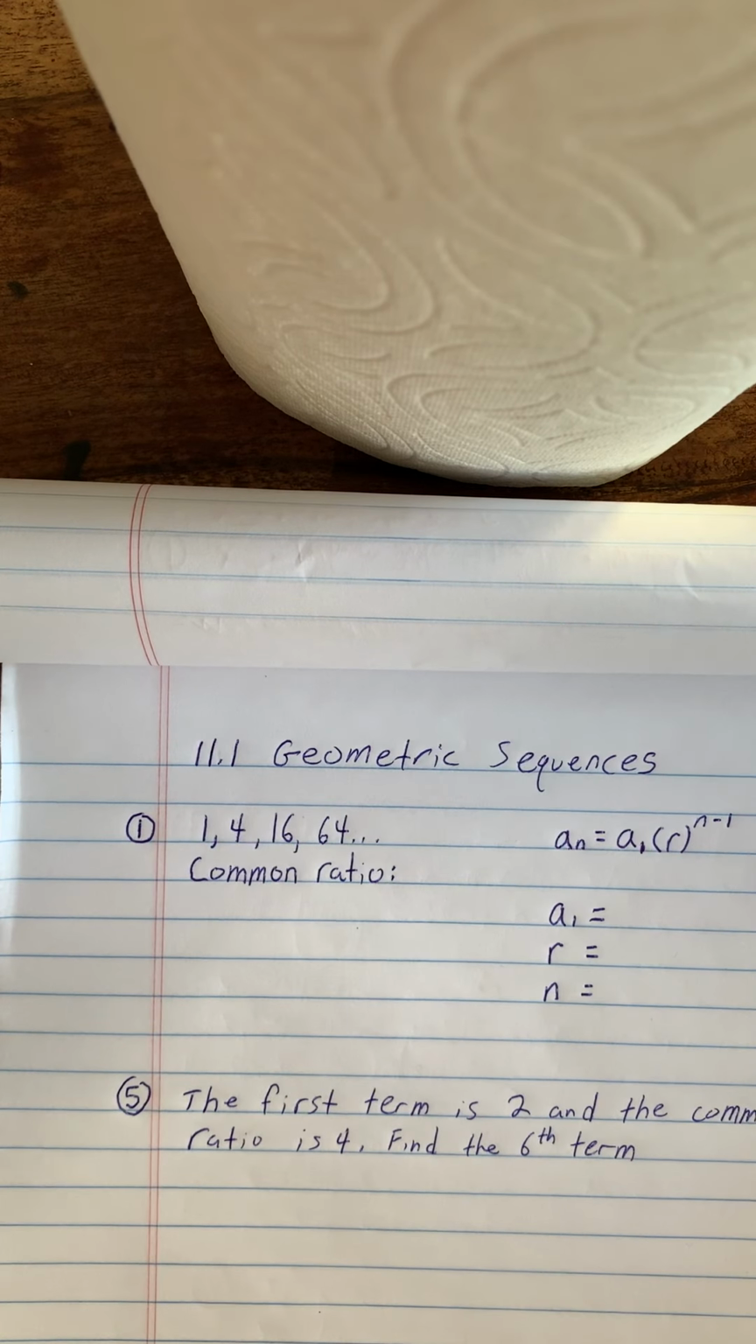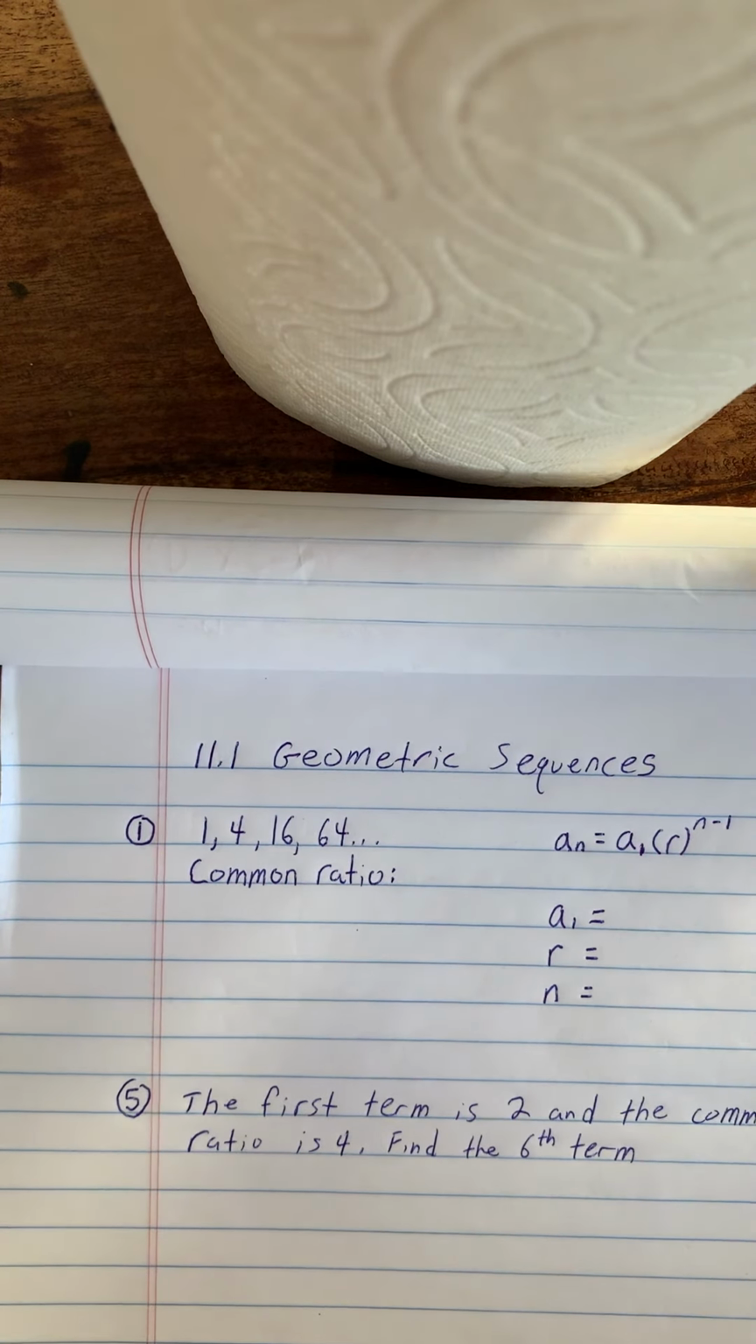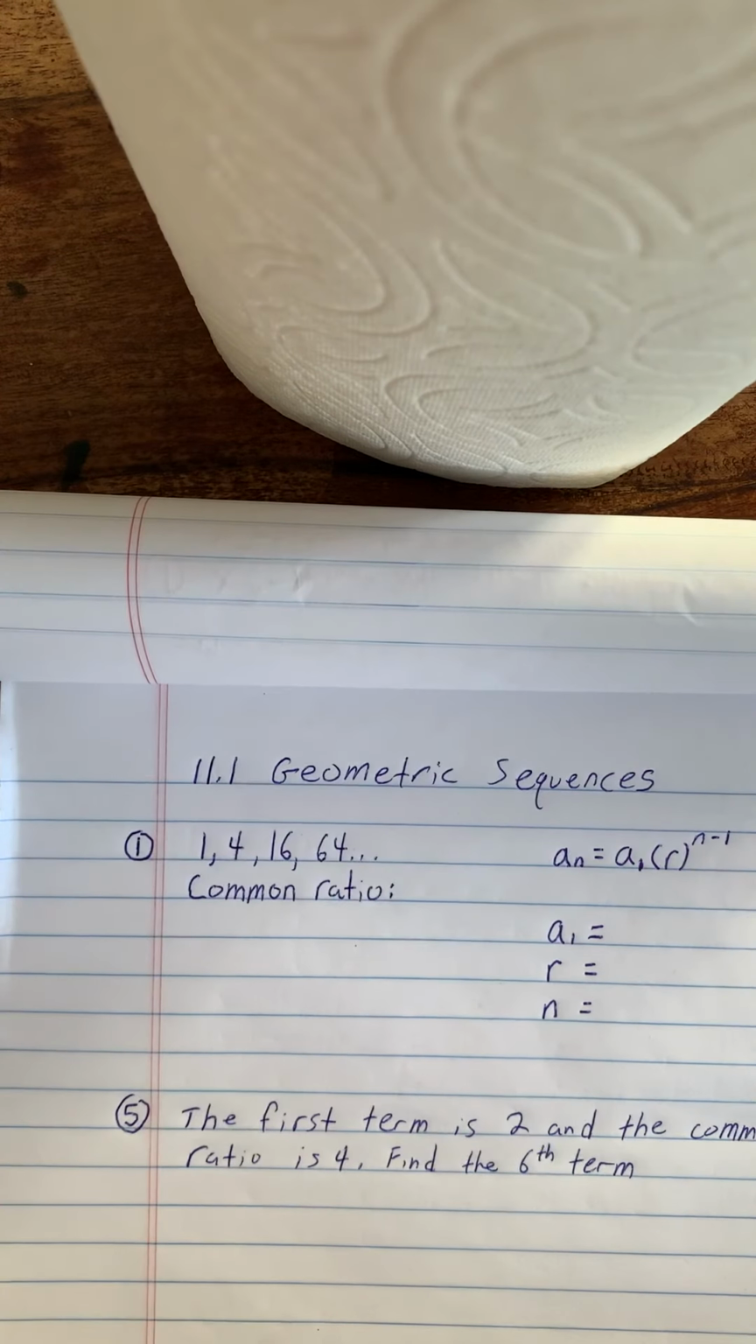I have numbers 1 and 5 from the worksheet that is attached to today's announcement for you. I will work out those. You are responsible for 2 through 9, and then give number 10 a shot.